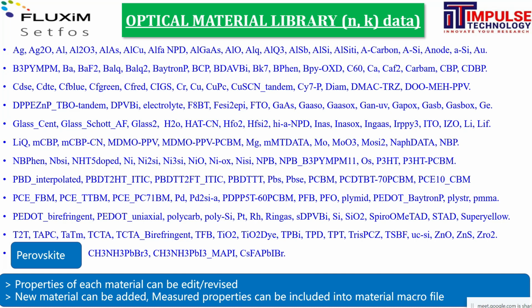P3HT, PCBM, PEDOT:PSS, Spiro-OMeTAD, silver, Alq3, FTO, ITO, aluminum, silver, and electrolyte, all materials basically you can find. Along with that, perovskite materials will be there, CH3NH3PbI3, CH3NH3PbBr3, and various combinations you can also find in the database, like wavelength dependent materials, or you can say band gap dependent materials. So all will be there.